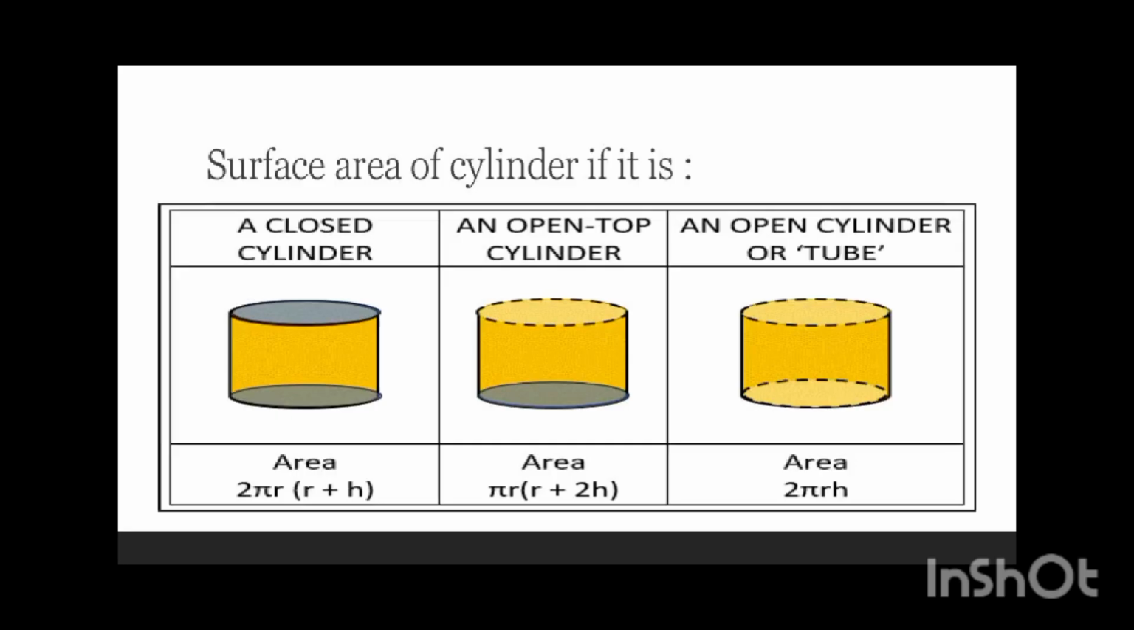When it's an open top cylinder, that means it just has a top and does not have a bottom, so it is going to be pi r (r plus 2h), which means pi r square plus 2 pi r h. Now an open cylinder or tube is equal to 2 pi r h. That means it's open from both ends. It's just like a tube, so it's only going to have the curved surface area, which is 2 pi r h.